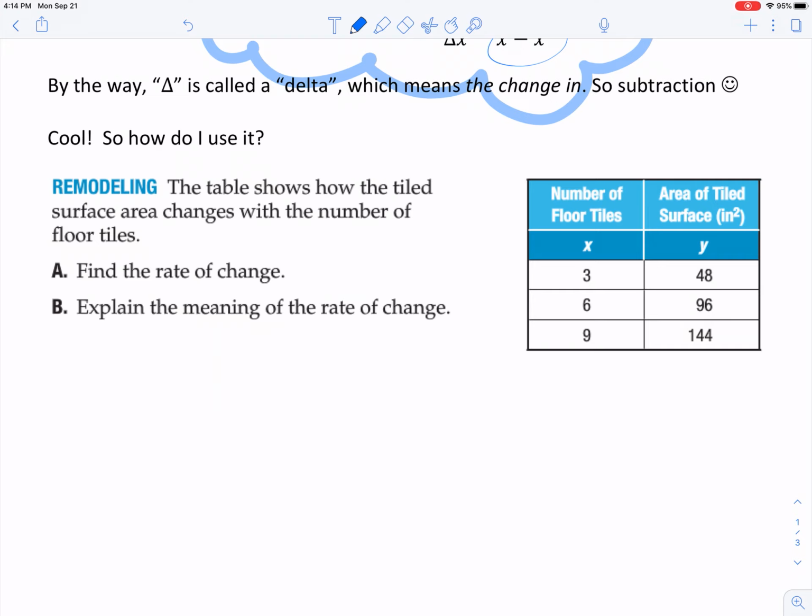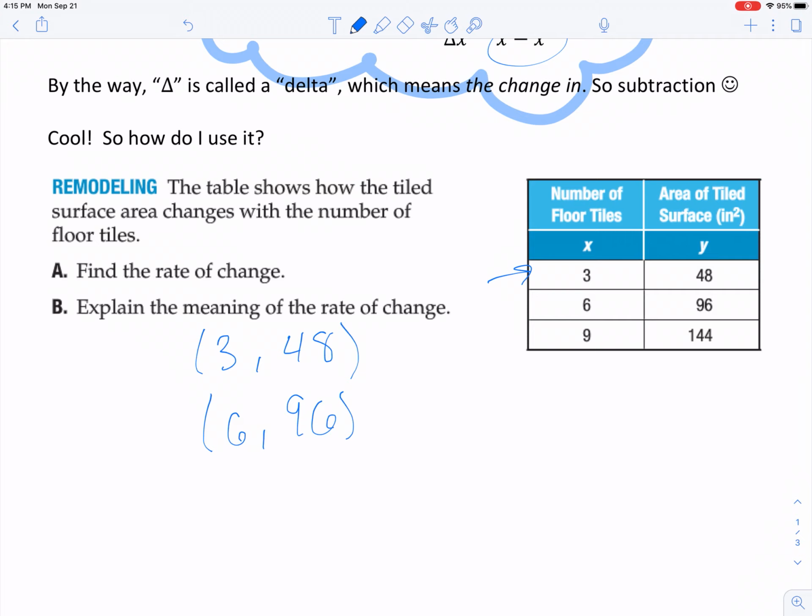So here's how I like to do that. I like to write the 2 points one on top of each other. So maybe I'll use the first point, 3 and 48. I can write it as a point because it says it's xy, right? And then another point, how about 6 and 96? It does not matter what points you use. You're going to get the same answer either way. It all simplifies the same.